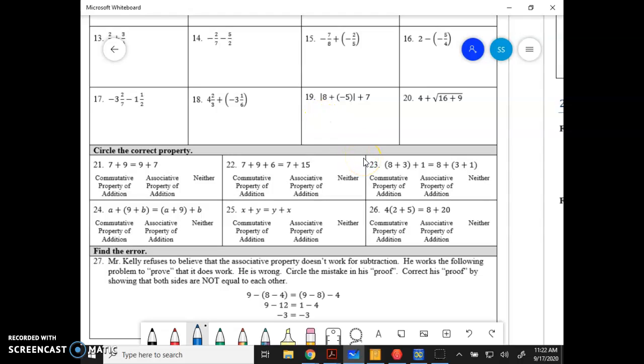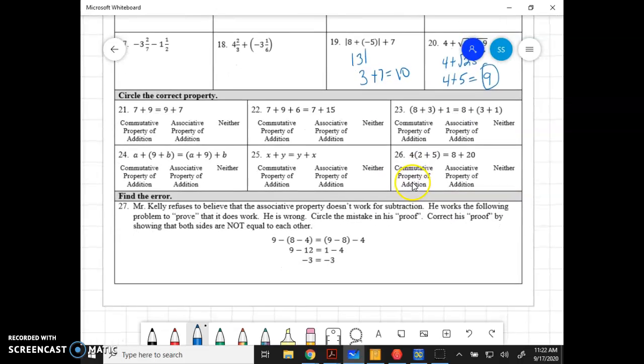So just simplify inside here. 8 plus -5 is going to equal +3. Absolute value of +3 is 3. Don't forget to then drop down this 7 and you get 10. Okay. Number 20. Combine these like terms first. 16 plus 9 is 25. All right, and then what is the square root of 25? It is 5. So we're left with 4 plus 5, which is equal to 9.